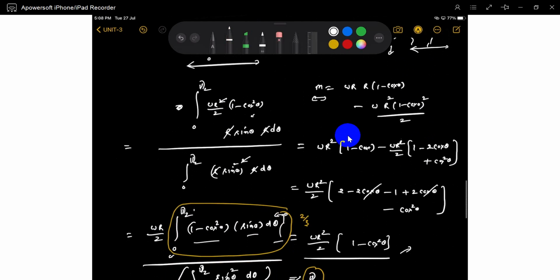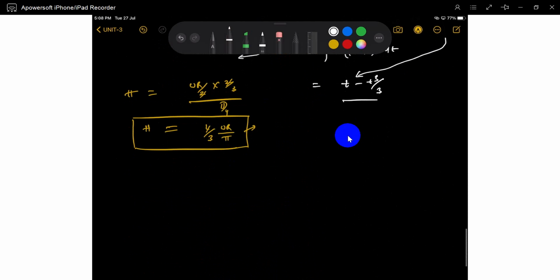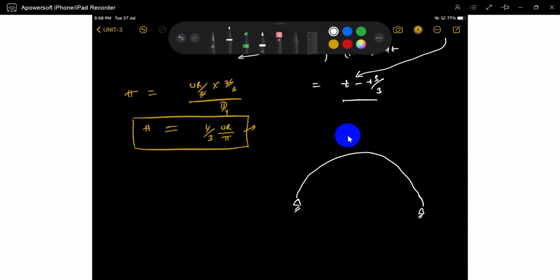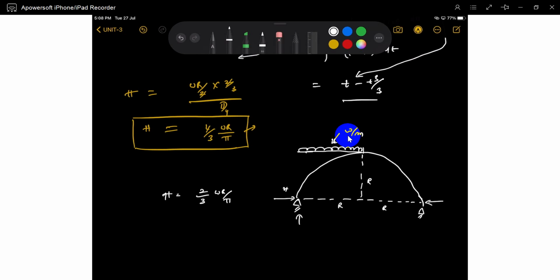And you have one problem. If something like this, a two hinged arch, only half of the portion is covered by the uniformly distributed load. So what is the h value? It is w per meter, only half, this is r, this is r, this is r. So h is exactly half, 2 by 3 wr by pi.